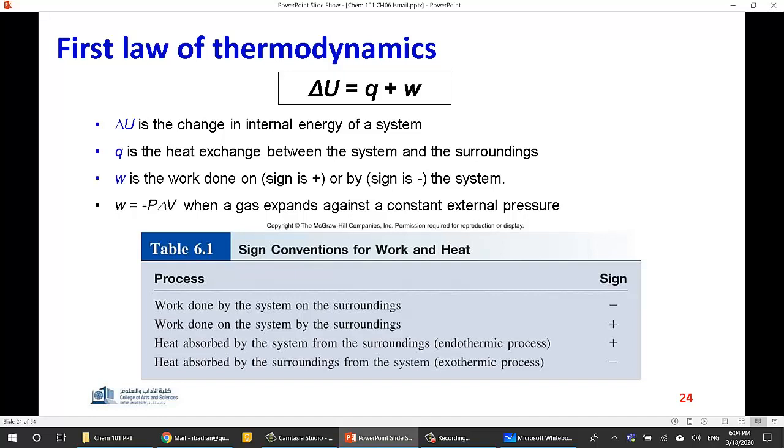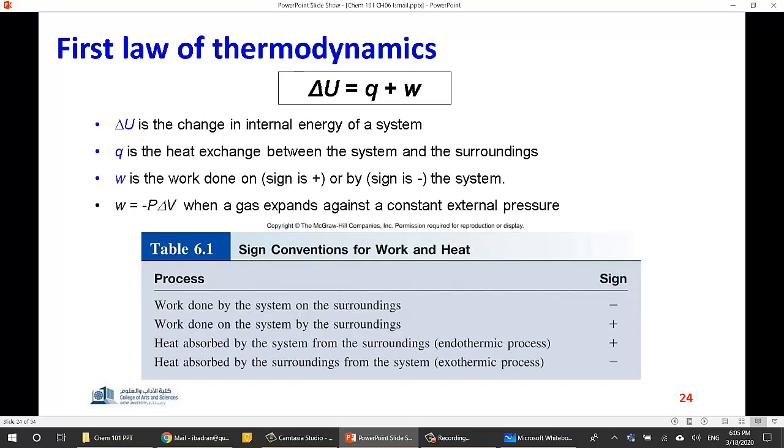The issue with this equation here is the signs. For Q, which is the heat, we agreed that for exothermic reactions it's negative, and for endothermic reactions it's positive. This is mentioned here in table 6.1. If you look at the bottom of the table, it says heat absorbed by the system from the surrounding. This is an endothermic reaction, and the sign will be plus. And if heat is absorbed by the surrounding from the system, that means the system is releasing heat. That's exothermic, and that's a minus sign.